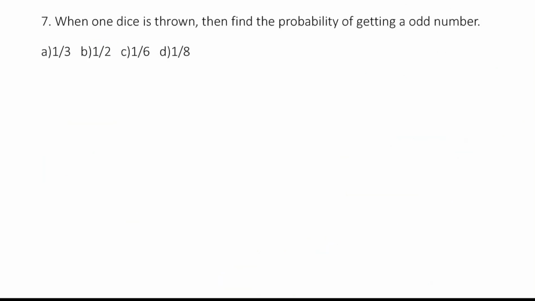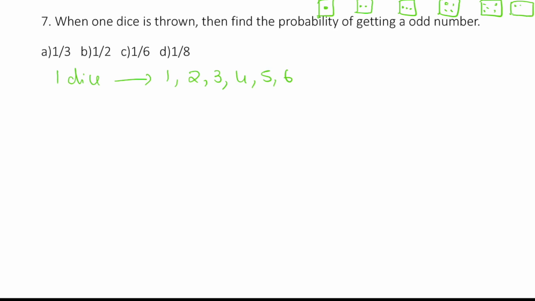So next problem: when one dice is thrown, find the probability of getting an odd number. First we know that when one dice is thrown, what are all the outcomes? We may get 1, 2, 3, 4, 5 or 6. For example, this is a dice, I throw this, so I can get 1, I may get 2, I may get 3, or I may get 4, or 5, or 6, isn't it? So the outcomes we may get when one dice is thrown are either 1, 2, 3, 4, 5 or 6.